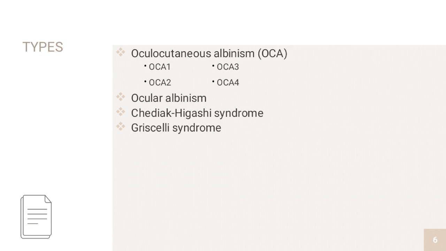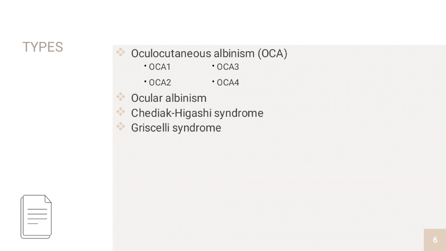The second subtype of albinism is ocular albinism. Ocular albinism is the result of a gene mutation on the X chromosome and occurs almost exclusively in males. This type of albinism only affects the eyes. People with this type have normal hair, skin, and eye coloring, but have no coloring in the retina.